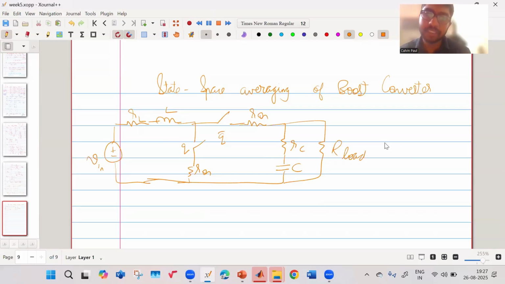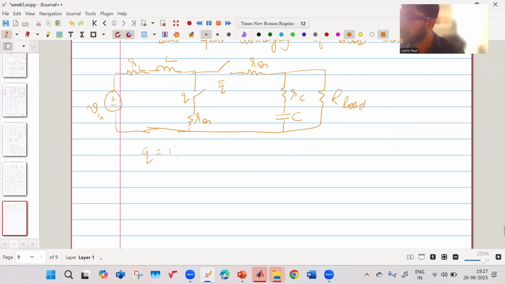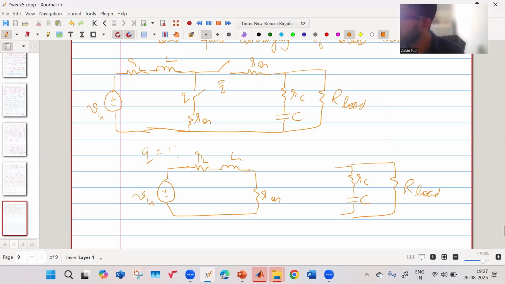How do I represent this? So what I do is, again, let's consider case Q equal to 1. So my circuit reduces to: the input source, RL is still there, L is there, this turns out to be R on. Here, similarly, you have RC, you have C, this is your R load, this is your IC, this is your I output, this is 0.